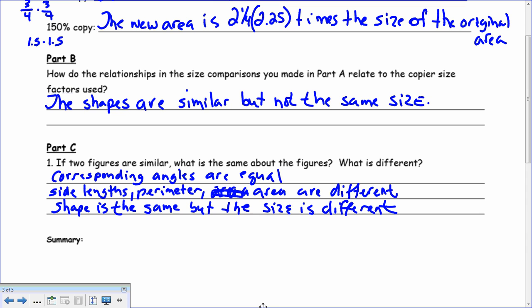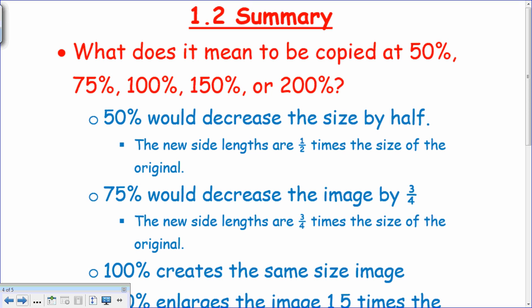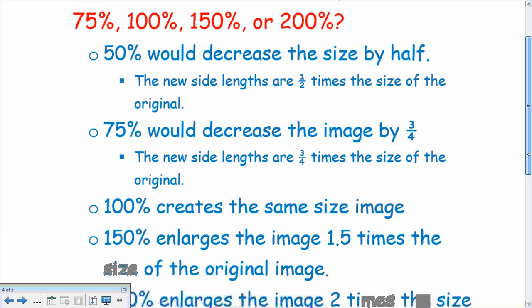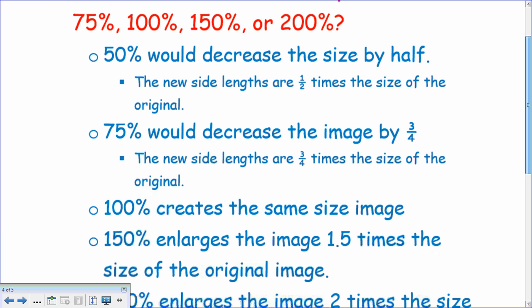All right, so if we go to summarize this. When we talk about what it means to be copied at 50, 75, 100, well, again, anything smaller than 100% decreases the size, because it's smaller than the original, the whole. Anything above 100% enlarges the original image. It's bigger than, because it's 100% and then some. Okay? So those 5 things, make sure you get to know those. Those would be good things to look over for the quiz.